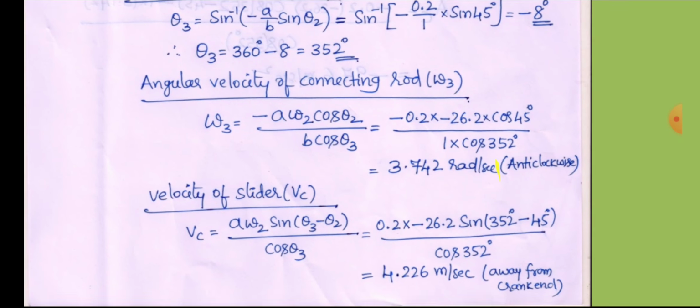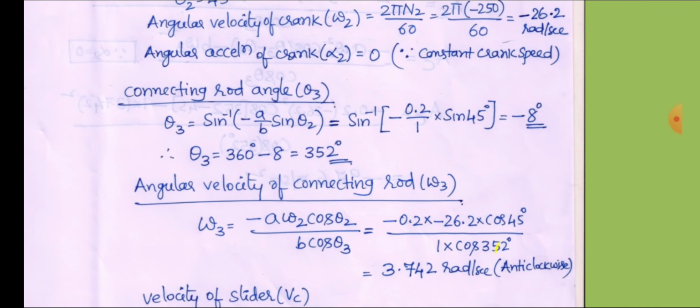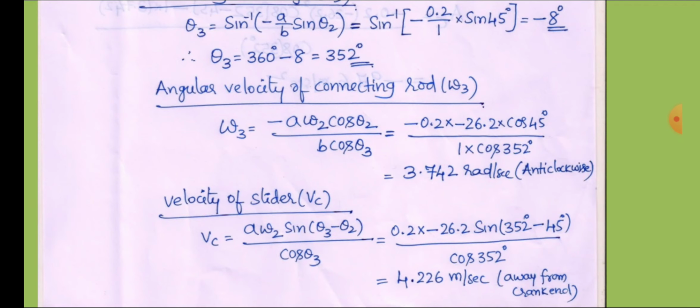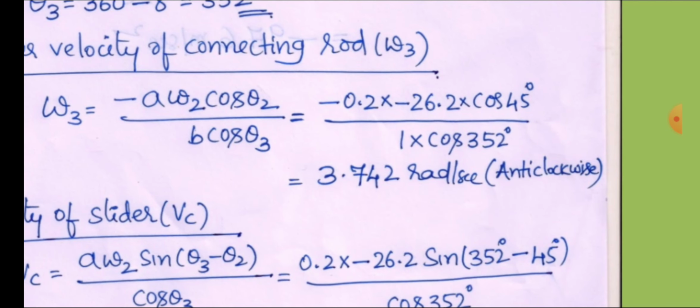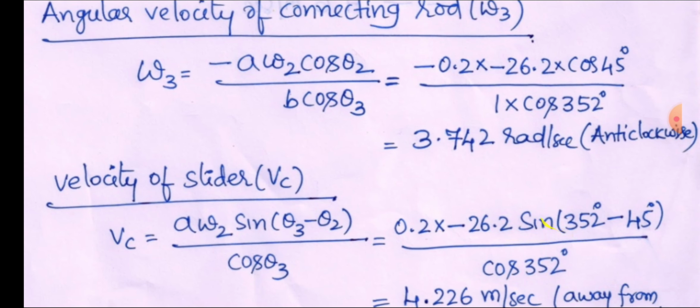Next, find the angular velocity of the connecting rod, that is omega 3. Just put the formula, get the answer. A is 0.2, omega 2, we just calculated, is minus 26.2. You should not forget, clockwise is negative, anti-clockwise is positive, and while substituting, you must take care. By substituting, I am going to get 3.742 radians per second. So it is plus. Therefore, in the bracket, you write down anti-clockwise as the direction of the angular velocity of the connecting rod.